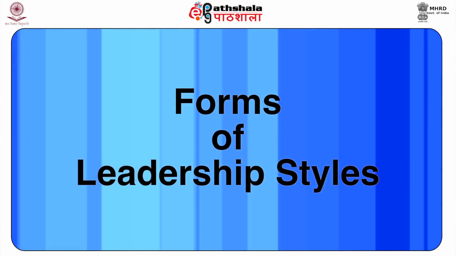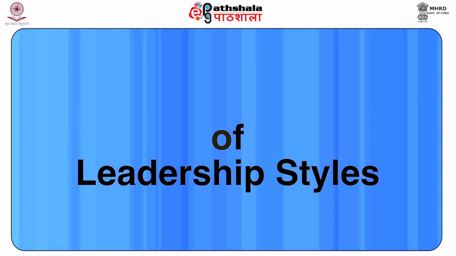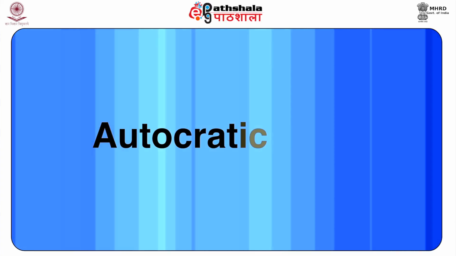Now we will discuss the various forms of leadership styles. There are various forms of leadership styles. These forms are discussed below. The first is the autocratic style. In an autocratic style of leadership, the leader enjoys all the powers and likes to keep control over his followers. He exercises all the decision-making powers without consulting them. The followers do not question the leader and his decisions. They unquestioningly follow his orders.